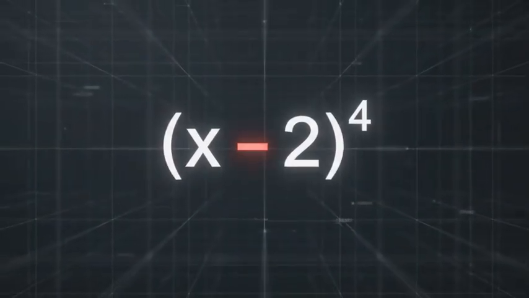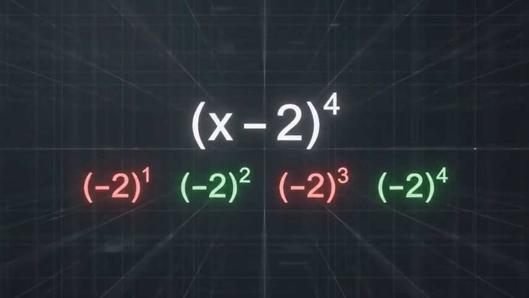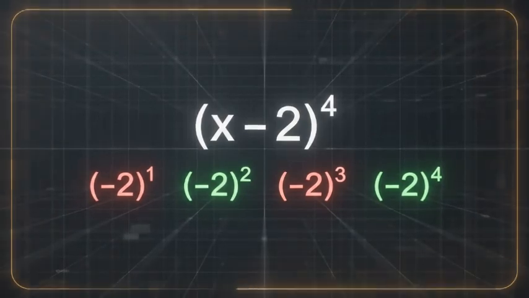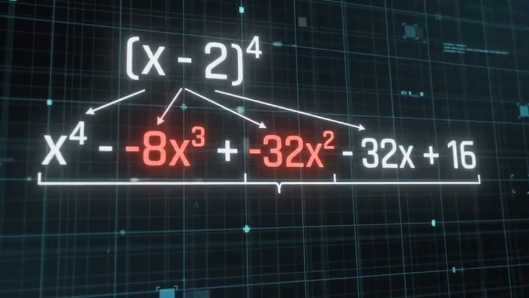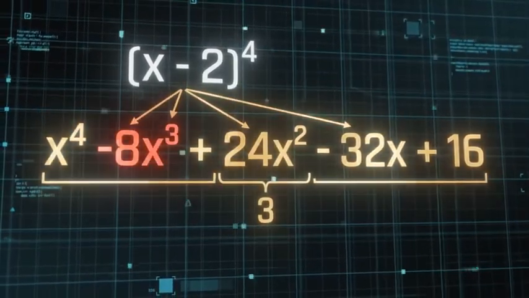When the second term is negative, the signs alternate depending on whether the power is odd or even. Notice that only the odd-powered terms become negative, while the even-powered terms remain positive.